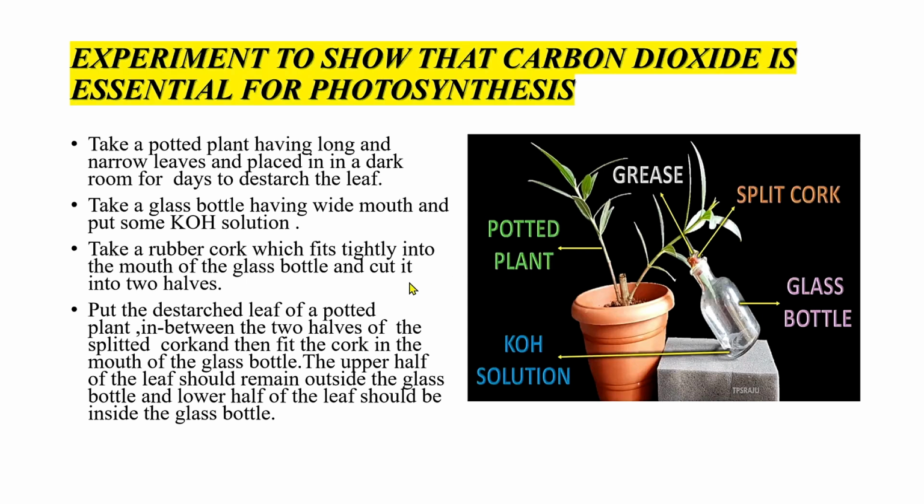Then we have to bring the potted plant, and one of the leaves, as you can see in the figure, we have to insert in a conical flask or round bottom flask which contains KOH solution. You might have observed half of the leaf is inserted inside the glass bottle with the help of the split cork, and half of the leaf is outside. So this whole setup we now have to keep in the sunlight.